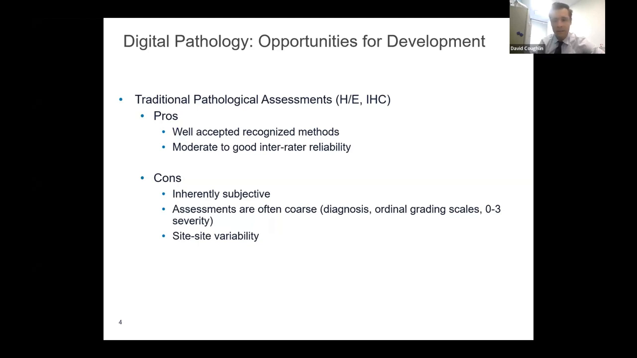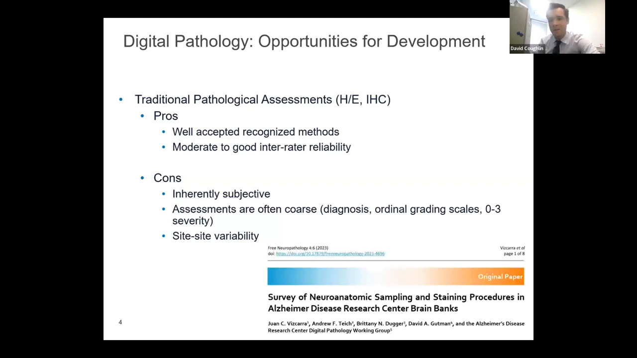Ultimately, there is some site-to-site variability. Different pathology labs may do slightly different sampling, process their tissue in slightly different fashions, and use different stains and antibodies to do their assessments. If you're interested in learning more about the current state of the ADRCs, this working group published a survey paper gathering methods from all of the ADRCs, and you saw that there was some degree of variability in how people were doing their neuropathologic assessments.